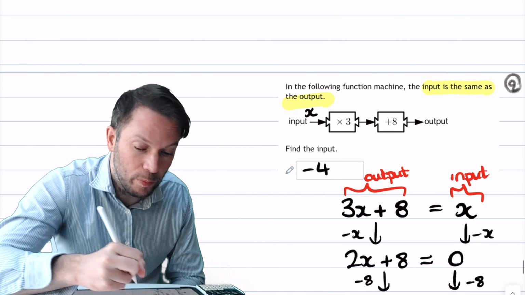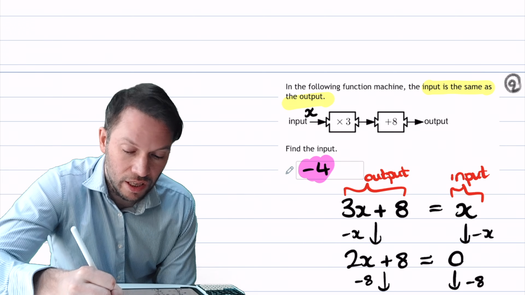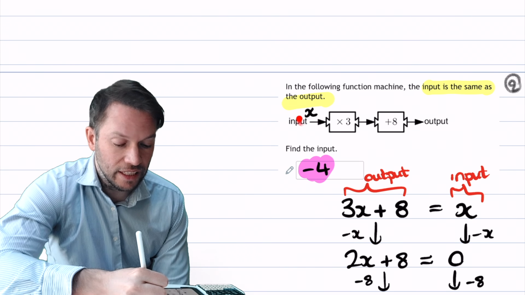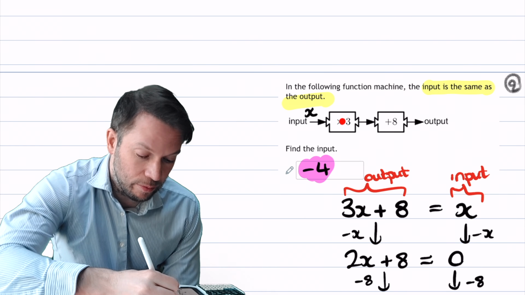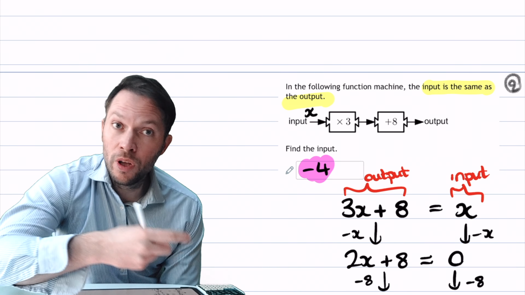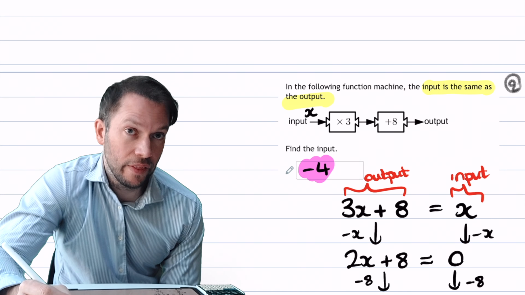We've got minus 4. And we can check whether that actually works, because if the input was negative 4, if we times that by 3, we get negative 12. And if we add 8, we get negative 4. So the output would be equal to the input, and that therefore works.